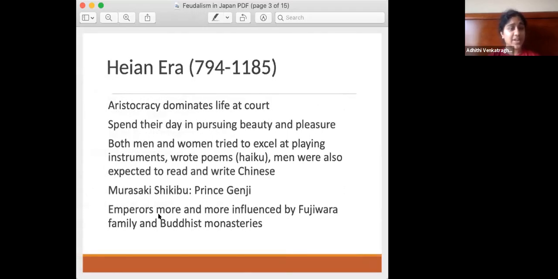So for the Heian era, which is 794 to 1185, aristocracy dominated life at court. So they spent their day in pursuing beauty and pleasure, and both men and women tried to excel at playing instruments. They wrote poems like the haiku. Men were also expected to read and write Chinese.